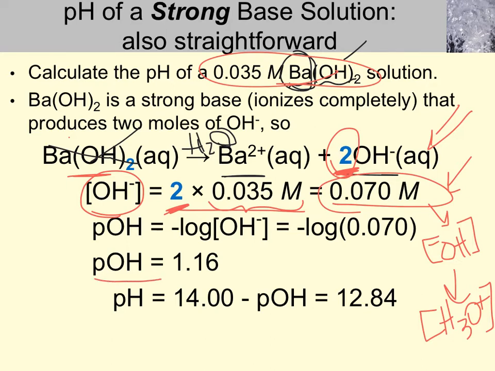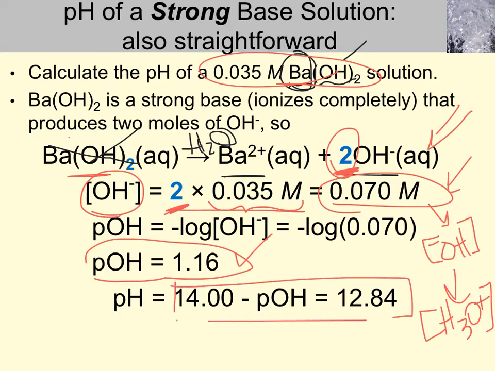So here's one way to do that conversion. There are a couple ways. So you can find the pOH, minus log of the concentration of OH. And then if you remember the conversion, pH plus pOH added together must equal 14. So we can find pH by simply taking 14 minus the pOH, and that gives us the pH.